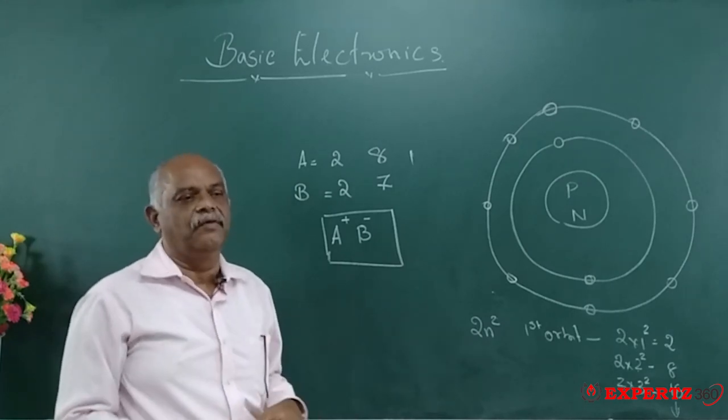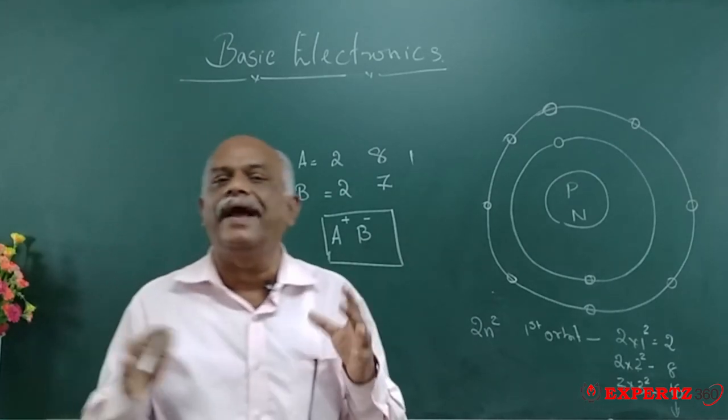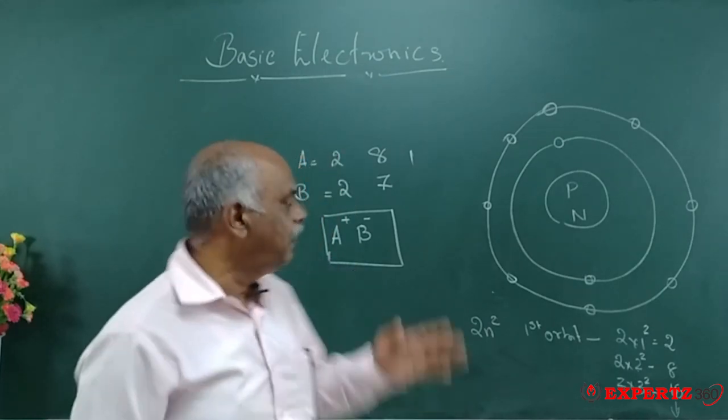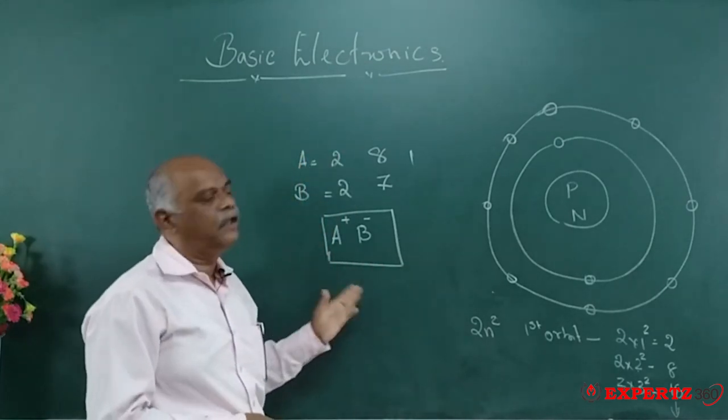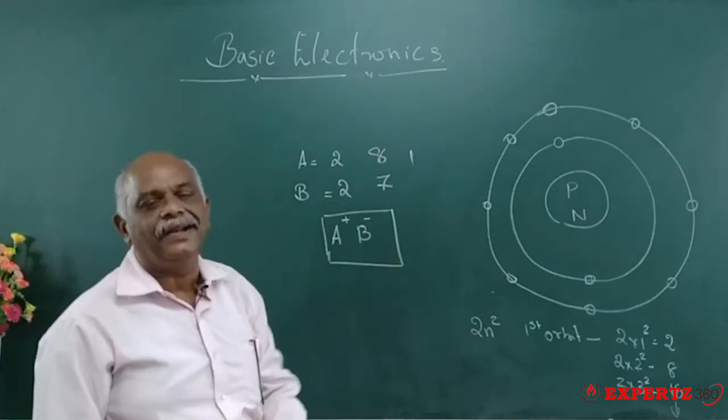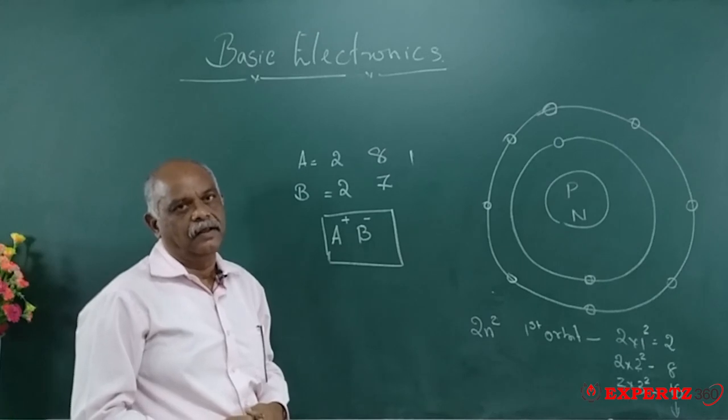So what do you mean by bonding? First of all, we'll see what is bonding. It is an attractive force between two unstable atoms. And here you see ionic bonding, because transfer of electrons is taking place. So the bonding in which transfer of electrons takes place, we call it ionic bonding.